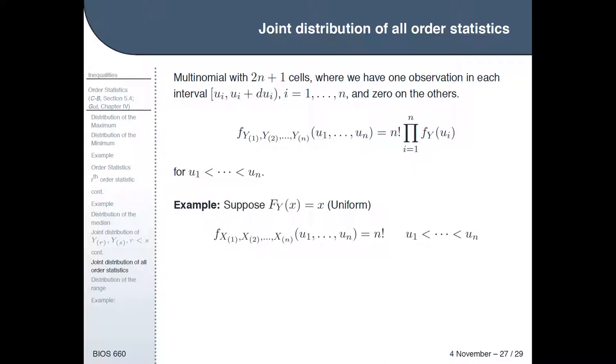So, uniform distribution example once again, if f sub Y has a uniform distribution, the joint distribution of all the order statistics is just n factorial, assuming that everything's in the right order, that u1 is less than u2, less than u3, up to un, and it's 0 if anything is out of order.